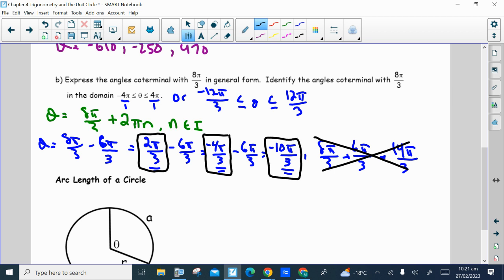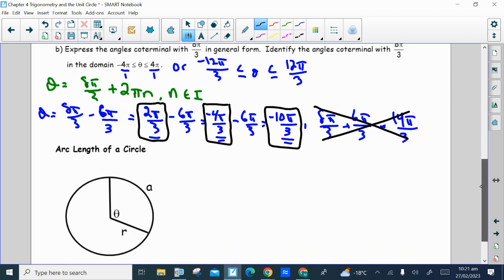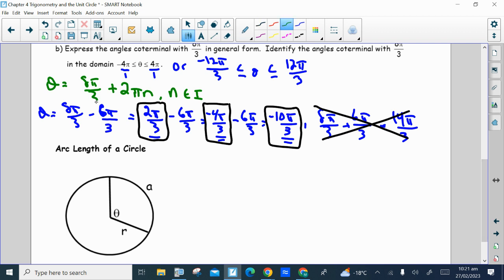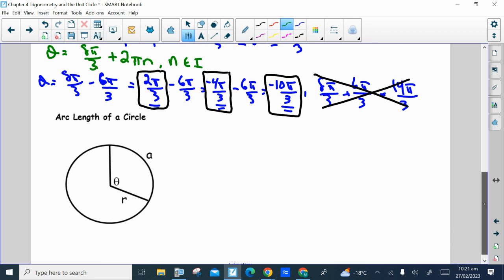Okay? Now, what about, I guess that's it for that. We already did our general form for all angles, right? That's the first thing we wrote. That will cover every possible angle that's coterminal with 8 pi on 3. And then we had our specific ones that fell between negative 12 pi on 3 and positive 12 pi on 3, which is the same as negative 4 pi to positive 4 pi.